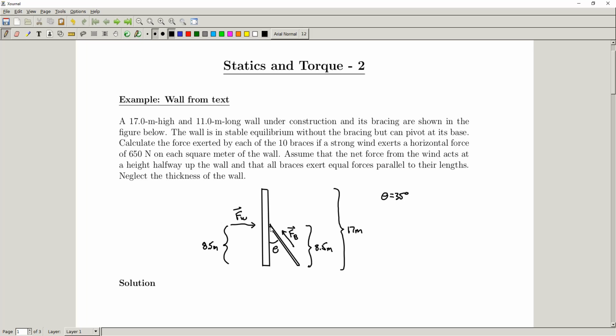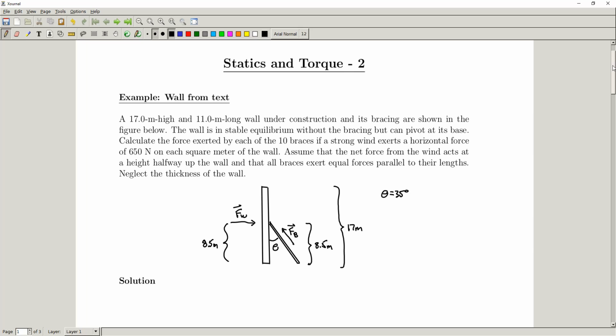Okay, so we're going to assume that the net force from the wind acts halfway up the wall, and that the braces have a stabilizing force that's parallel to the brace, right? So we have our wooden braces over here, and this FB that I've drawn here, this is our force from the braces. It's parallel to these braces, which hit the wall at a 35-degree angle, right? So we can see that there. Okay, so we're neglecting the thickness of the wall, and we just want to calculate. Well, what does the question ask us? The question asks us to calculate the force exerted by each of the 10 braces, right? So let's take a look at this.